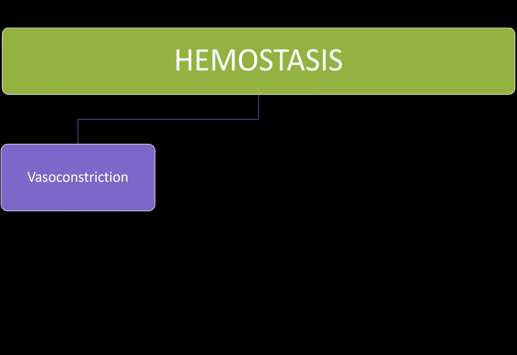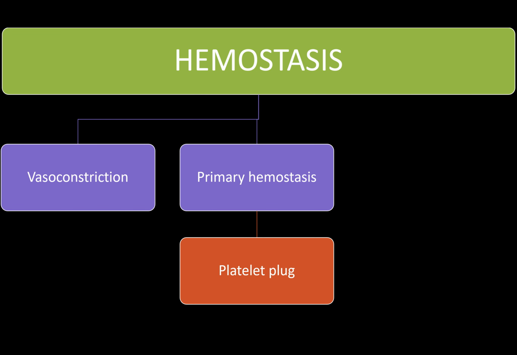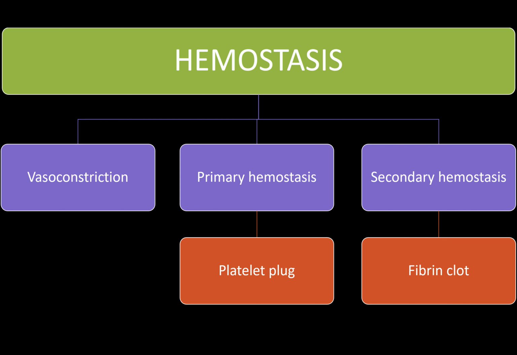Now, whenever there is a vessel damage, it will lead to hemostasis. Hemostasis is responsible for the stopping of bleeding. What are the steps involved in this? The first step is vasoconstriction. The vessels will become smaller in size. Then there will be primary hemostasis, that is nothing but the platelets will come and aggregate here. Now, this platelet aggregation will be sealed off by this fibrin clot, which is called secondary hemostasis. So today we will be discussing primary hemostasis.